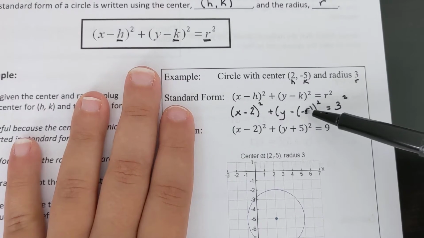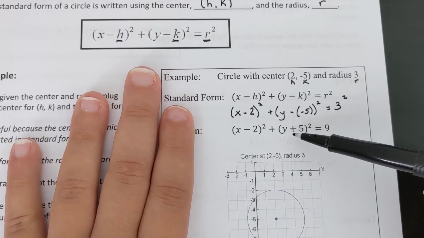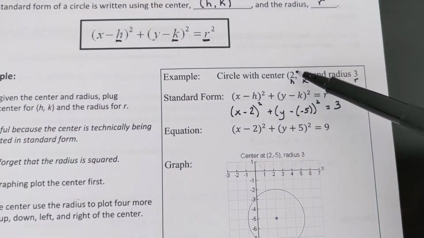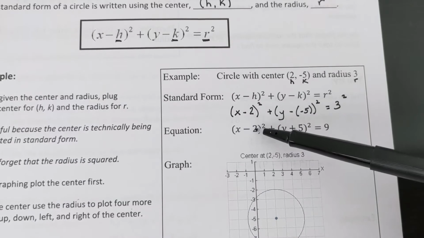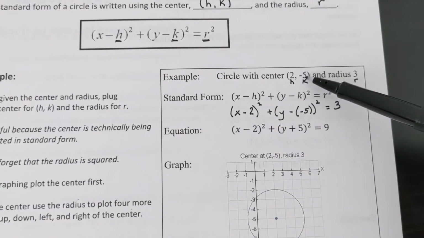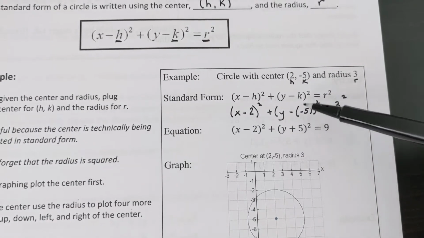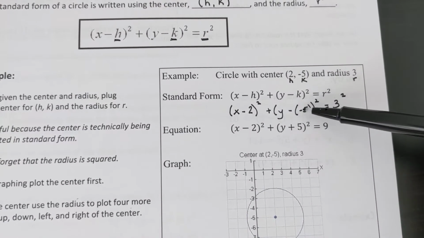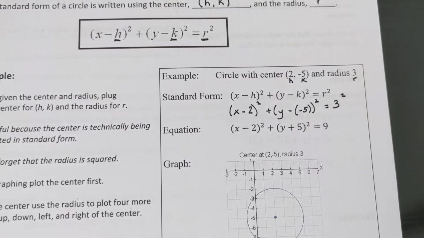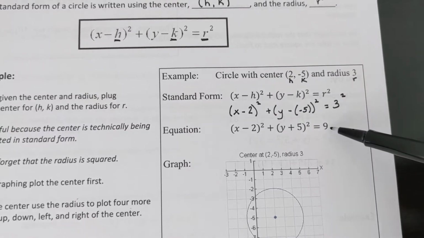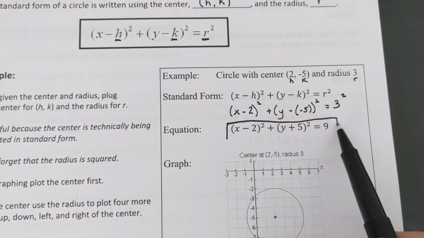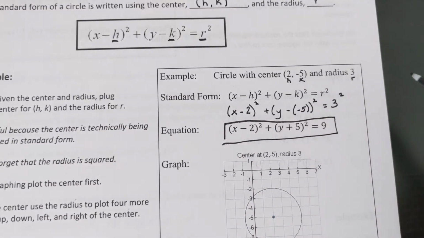So minus negative is what makes it a plus 5. Some students like to remember that it's like thinking of the opposite of what they give you. If it's a positive 2 in standard form, it's going to be minus 2. If it's a -5 in standard form, it's going to be a positive 5. So when you write it out, plugging in h and k into our standard form, the minus negative is how you can see where the plus comes in. Also, you have to square the radius, so 3 squared is where 9 comes in. So the equation for this circle that has a center of 2, -5 and a radius of 3, that is the equation we would be looking for.